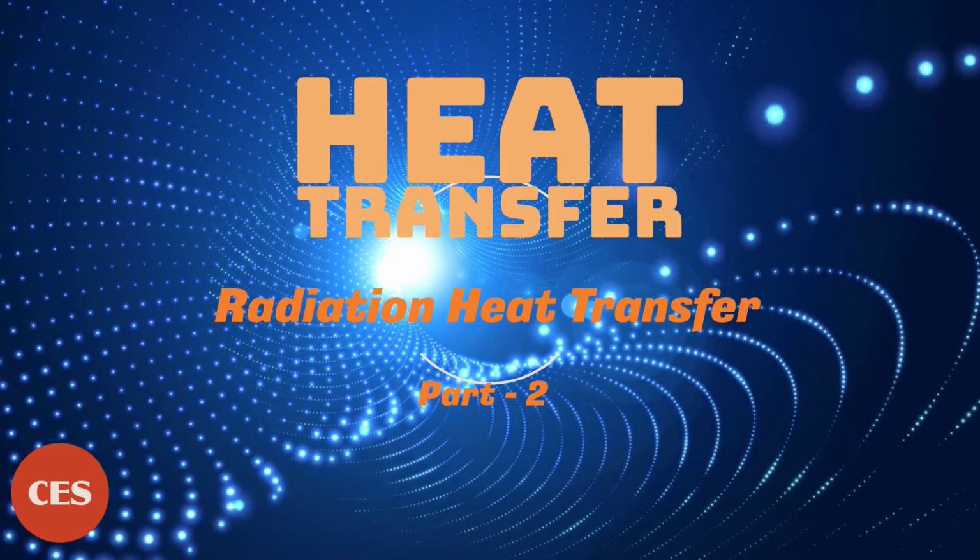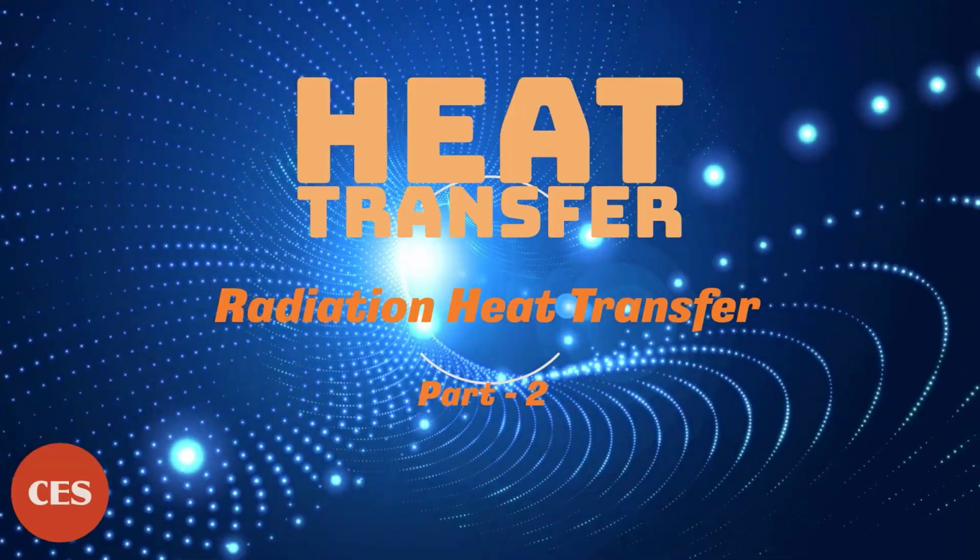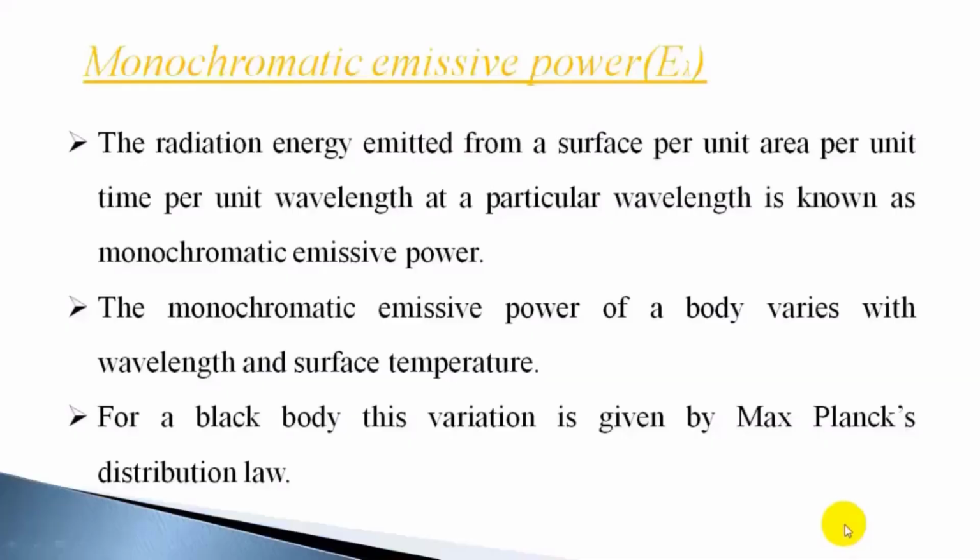In this class, I'll continue our discussion and introduce some more theoretical aspects of radiation heat transfer. In the previous class, I explained the total emissive power as the total radiation emitted from a surface per unit area per unit time in the hemispherical direction. It is also known as hemispherical emissive power. But today, I'll explain another term, monochromatic emissive power.